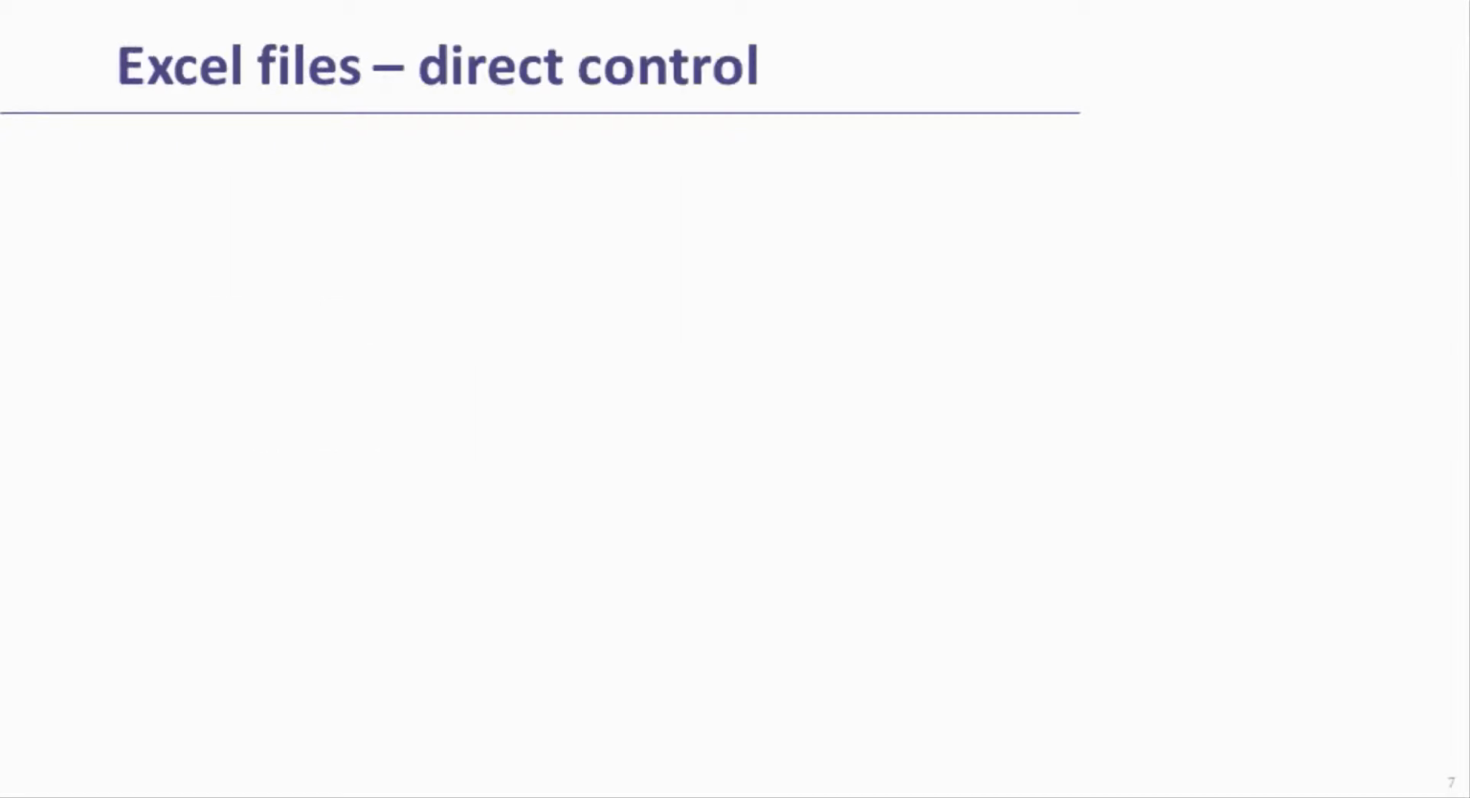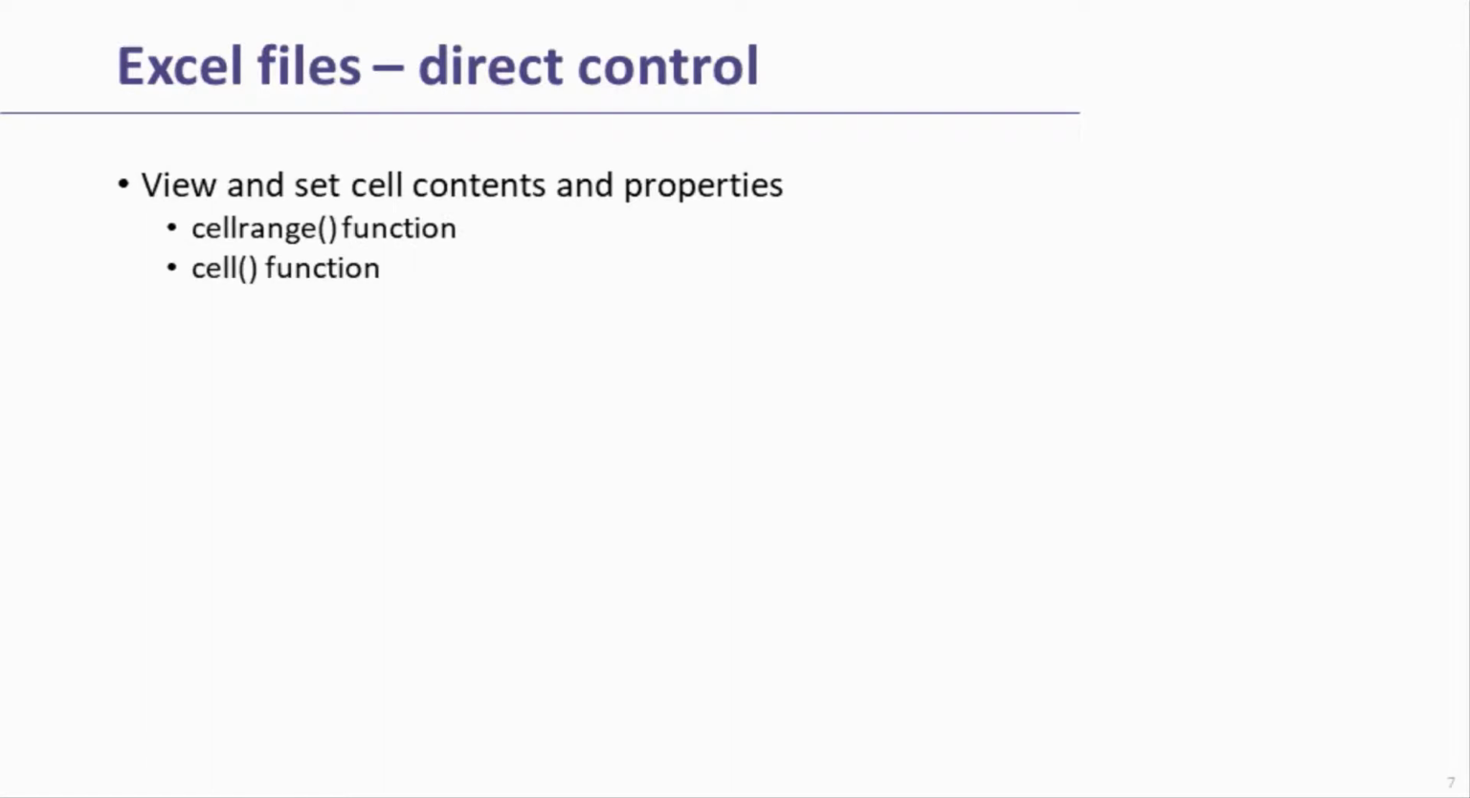In addition to database interaction with Excel files, Eggplant Functional also has direct Excel control, which allows access to individual cells for the purposes of viewing or setting properties or contents of the cells. Ranges of cells can also be retrieved. When using direct Excel control, cells are treated like lists rather than property lists.